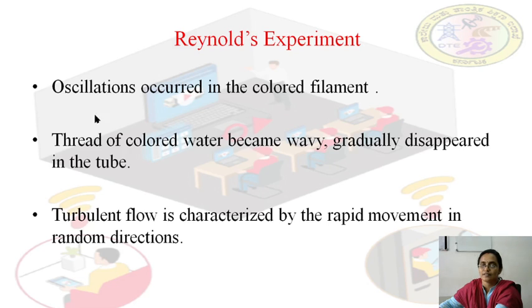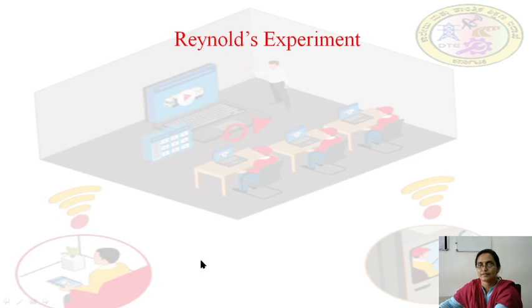So first we saw a filament of colored water passing at low flow rate. We increased the speed of the water carrying the soluble dye. Then we saw rapid movement, turbulence occurring, and slowly the colored water disappeared in the tube. So turbulent flow can be characterized by rapid movement in random directions.